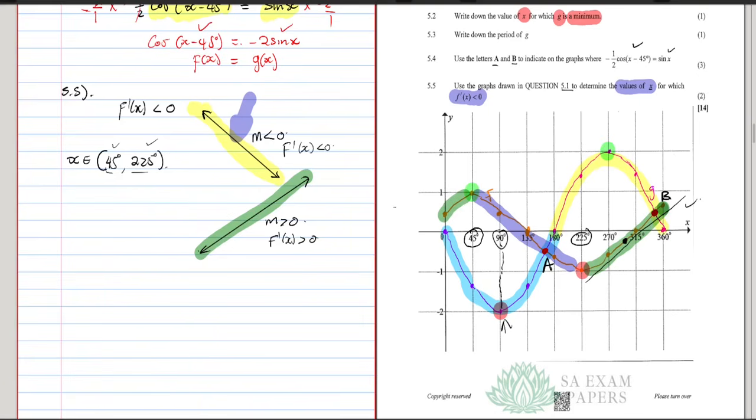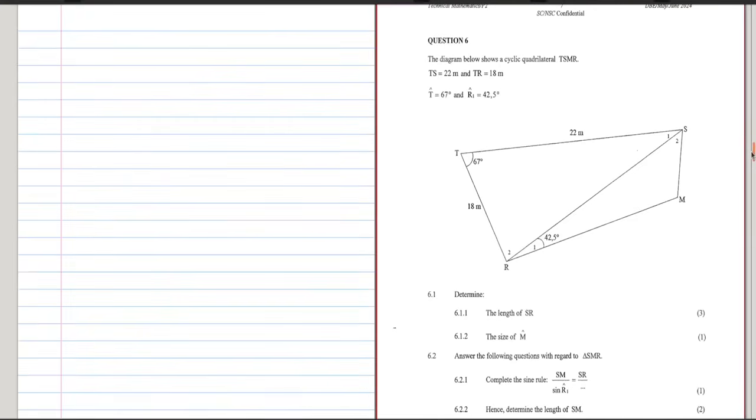Why? Because at 45, that's where we get a turning point, and a tangent has a 0 gradient at the turning point. At 225, the tangent also has a 0 gradient at that turning point. So the solution for 5.5 is x element of 45 degrees to 225. All right, now we jump to question 6.